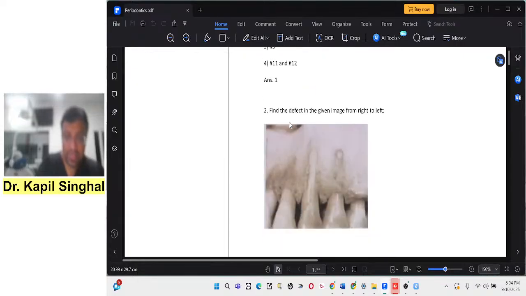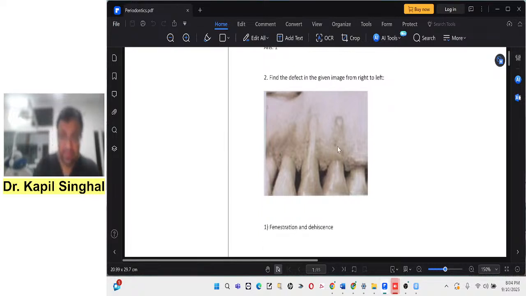The second question is this: they have given you this picture and asked what kind of defect is in the given image from right to left. So first they are asking about this. This is a fenestration and this is a dehiscence, because he's asking from right to left. So first I need to tell about the right one.